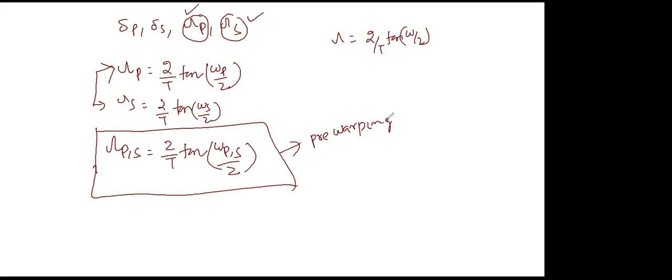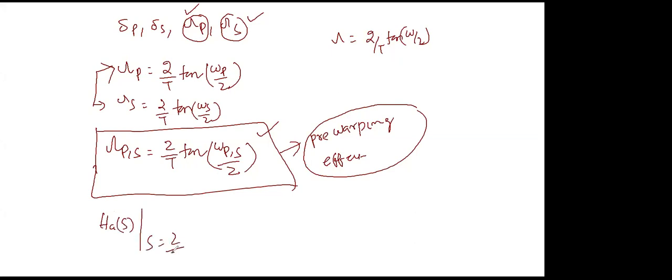This is known as pre-warping. Pre-warping means we are introducing this warping concept itself in the analog domain. Then, by using this new omega P and omega S, find H of s. After that, replace s equals 2 by T (1 minus z inverse) by (1 plus z inverse). Then the pre-warping and warping will cancel, and it will give a linear phase characteristic. Okay, clear?